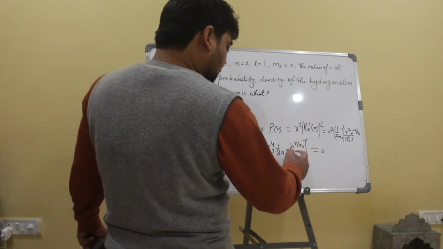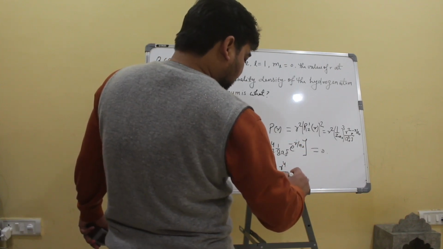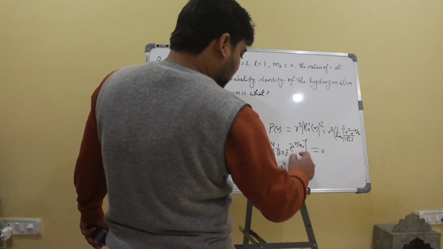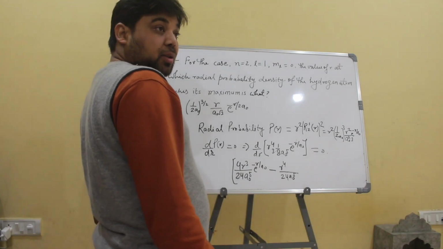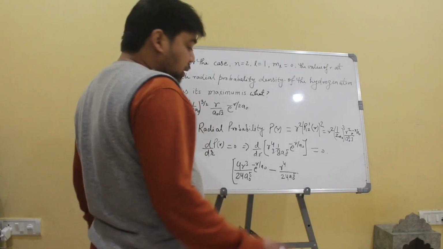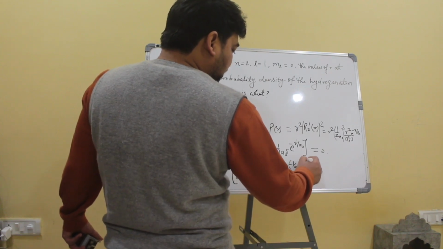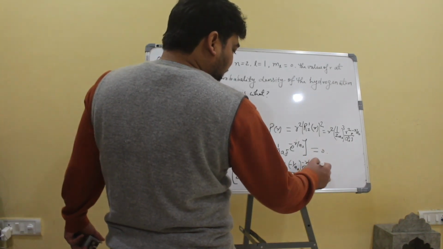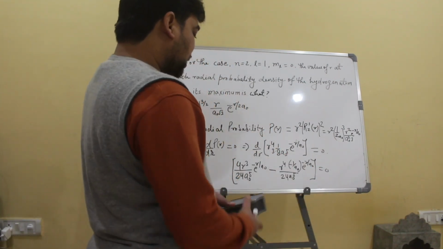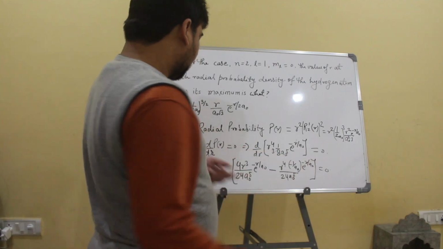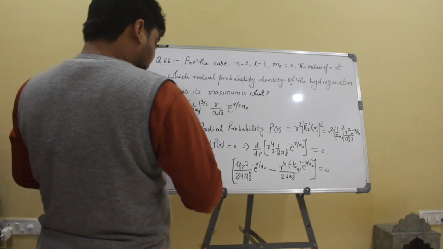Minus the differentiation of e to the power minus r by a0. What is the differentiation of e to the power minus r by a0? You know that the derivative of e to the power ax is a times e to the power ax, right? So it is minus 1 by a0 e to the power minus r by a0, right? So just equate it to 0. As the exponential term is not going to be 0, it means it gives you what?